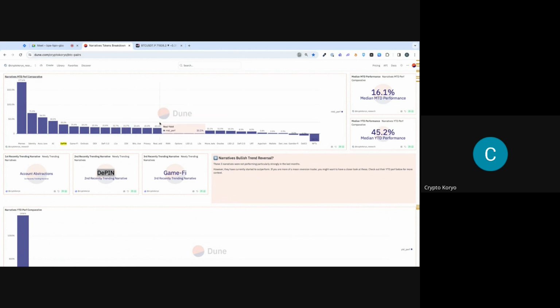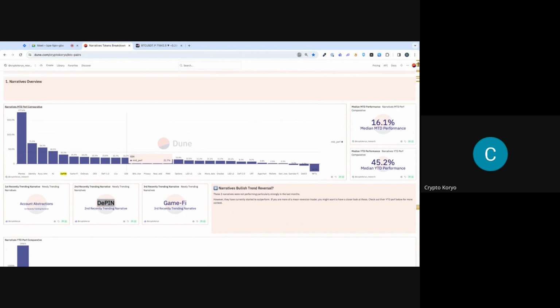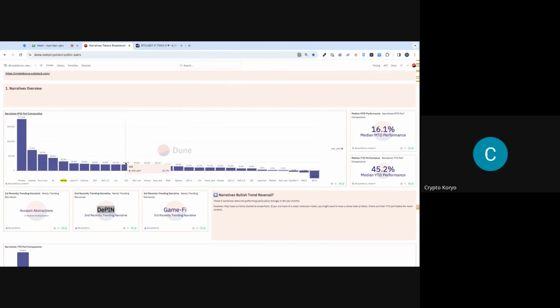One other thing to pay attention to is the narrative belonging to the centralized exchanges. I also talked about that. Usually, this is not a narrative that performs well, and it's usually among the worst performing ones. It was consistently in this region in 2022 and 2023, but now it's performing relatively well, and this is because of retail coming back to centralized exchanges.